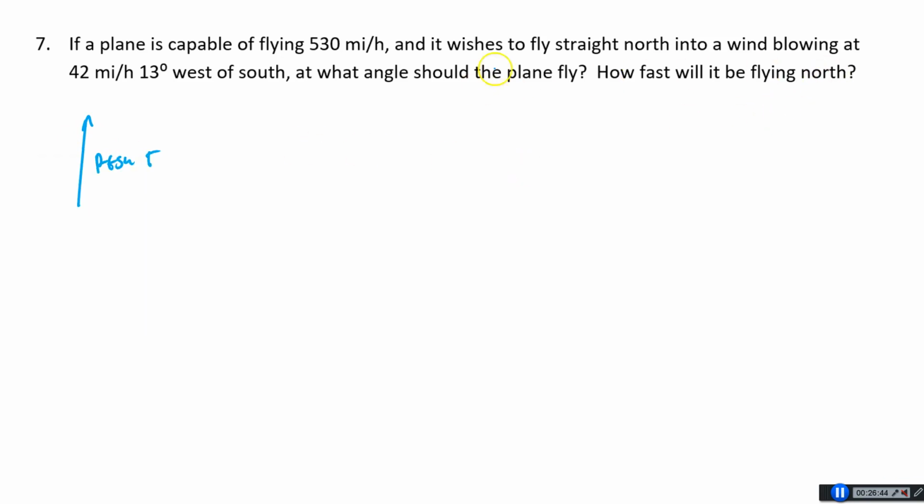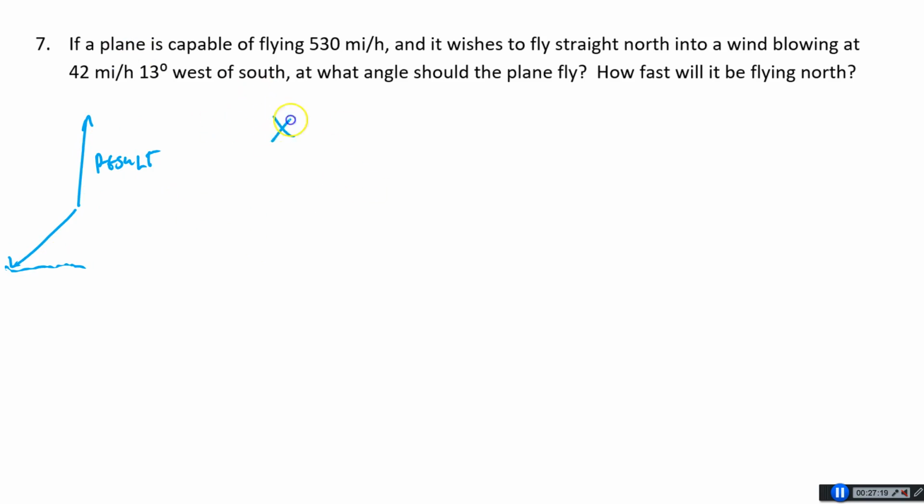Okay, we have this wind that's blowing at 42 miles per hour, 13 degrees west of south. So west of south is going to be like over there. So we have the wind blowing something like this. When I add them, I should do tip to tail. The plane, if the wind is going southwest, is going to have to fly a little bit east in addition to north in order to counteract that wind. We're going to have to cancel out the x component of the wind, so it's flying straight north.